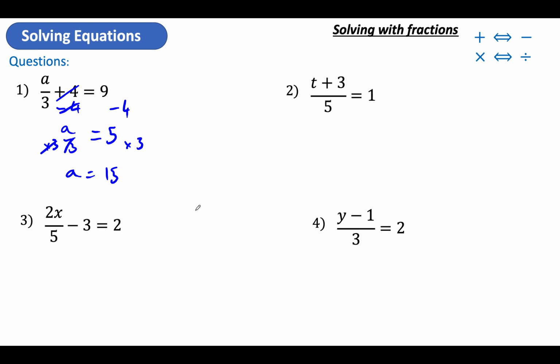That looks awfully like the first example I did. Anyway, number 2, right, okay, this is the first type, isn't it? Everything is over that denominator, so my first step is going to be to times by 5, because that will cancel out that denominator and just leave t plus 3 on its own. But I must do it to both sides as well, so this will be 1 times 5 is 5. And then I can remove the 3 by taking it away from both sides. T equals 5 take away 3, which is 2.